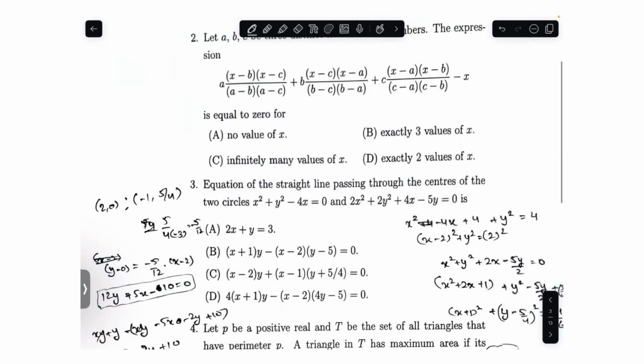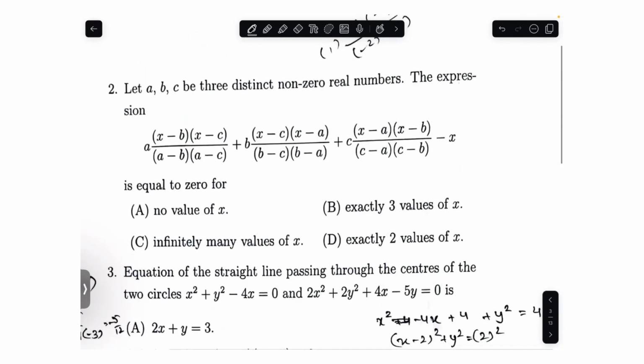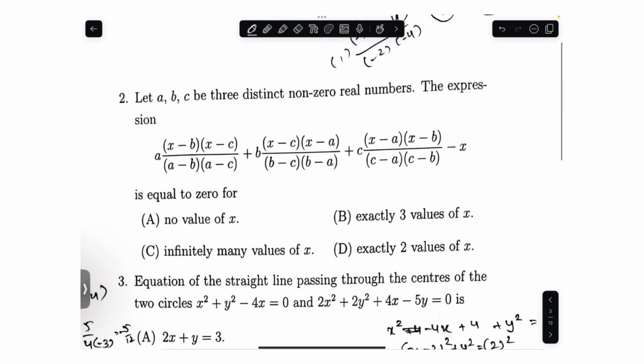So let's start with a simple problem. This is ISI M.Stat 2024 problem number 2. So let's look into this problem. It asks that A, B, and C are three distinct non-zero real numbers, where this expression is given.